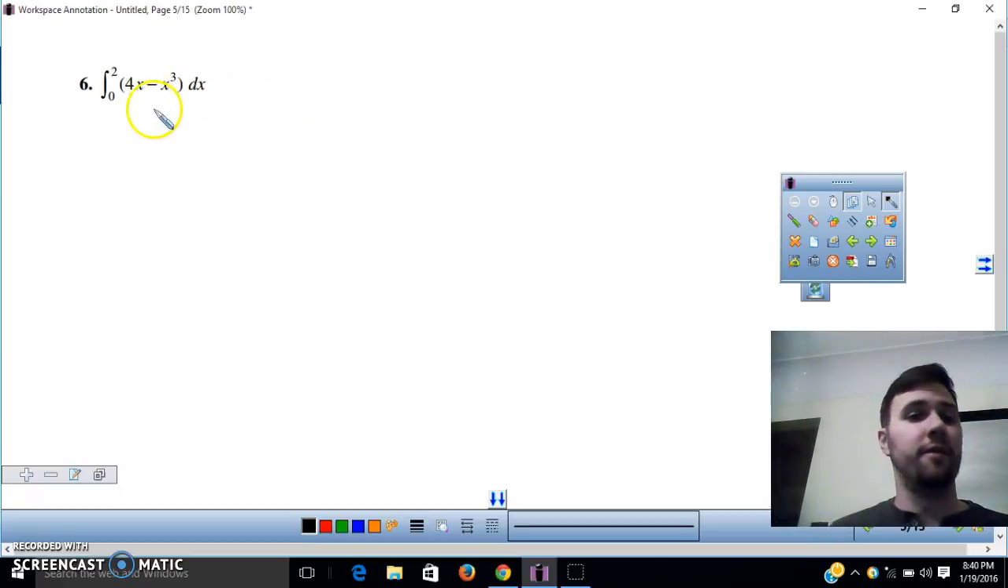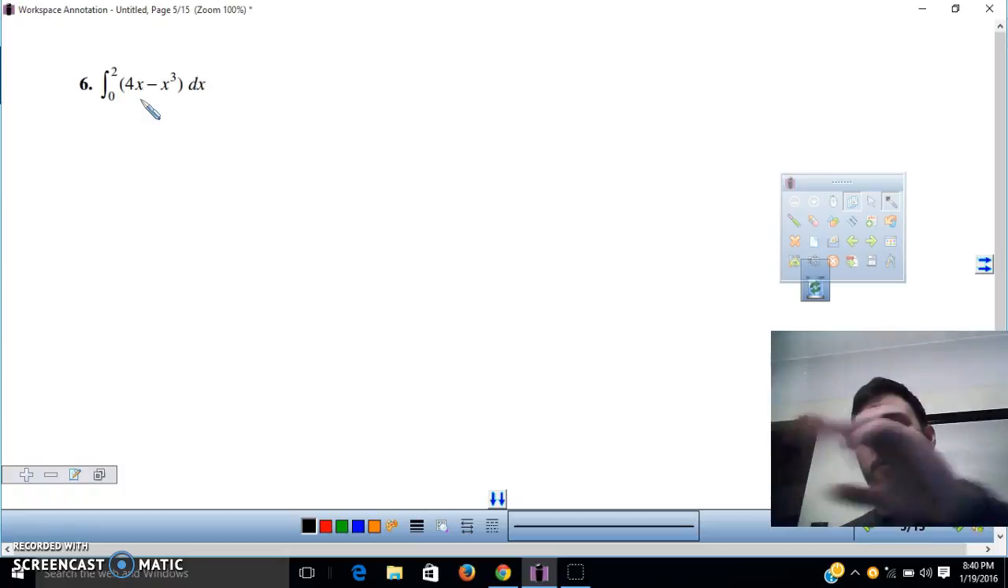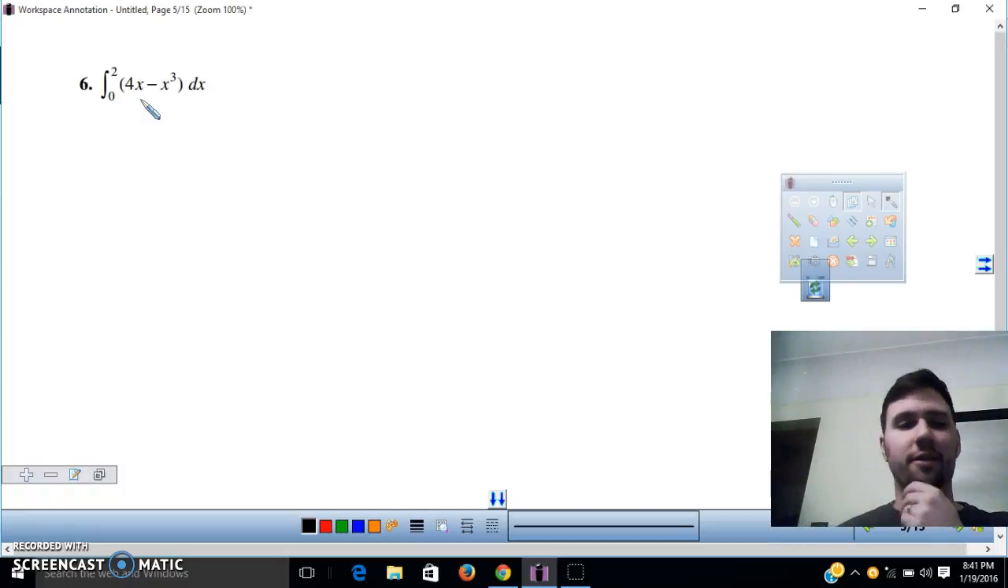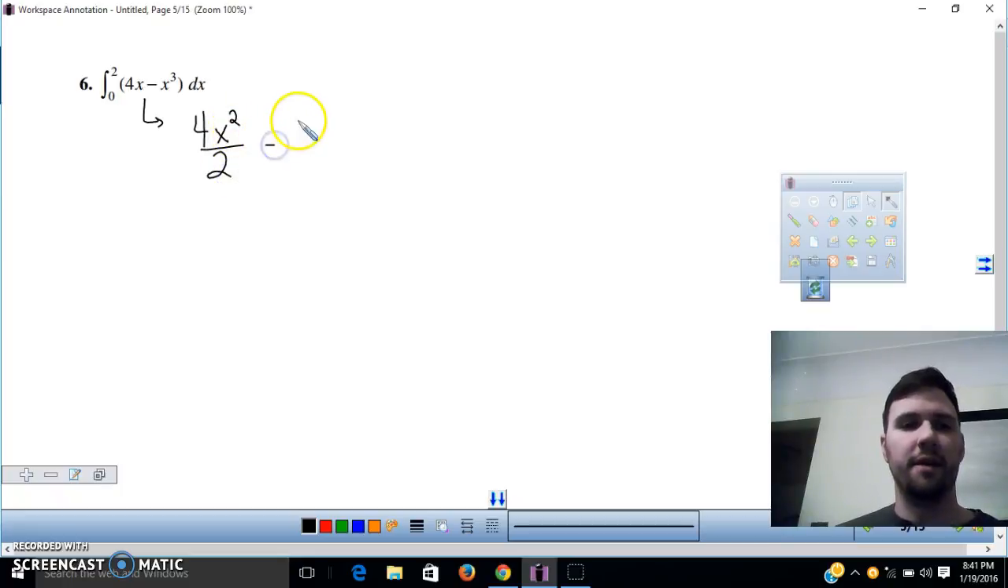Okay, number 6. First step, we have to take the antiderivative. Again, we're going from 0 to 2. It's our graph. Started at 0, went to 2, the area in between the x-axis and the graph. The antiderivative of 4x becomes 4x to the 1 plus 1, which is 2, divided by our new exponent, which is 2, minus x to the 3 plus 1 all over our new exponent, 3 plus 1. And then we're going to evaluate that from 2 to 0.